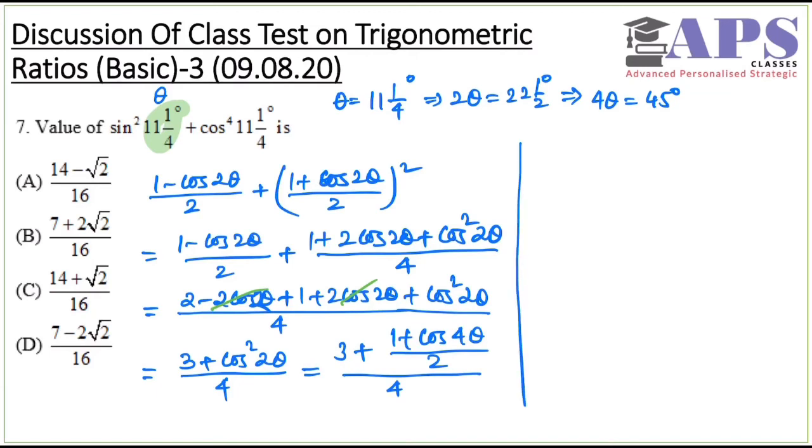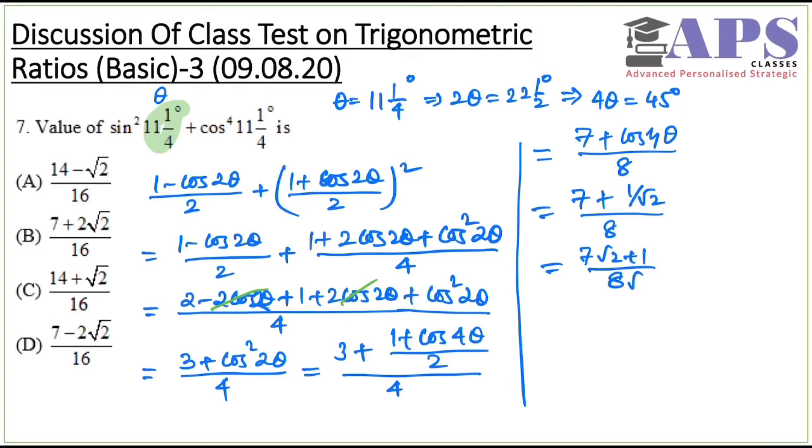So now I will get 3 into 2, 6, 7 plus cos 4 theta divided by 8, and cos 4 theta is cos 45, that's 1 by root 2, by 8. So that's nothing but 7 root 2 plus 1 by 8 root 2, which is 7 plus root 2 by 16. If I multiply by root 2, it will become 14 plus root 2 by 16. So that is matching with option C.